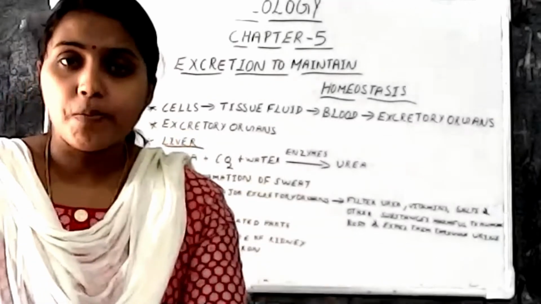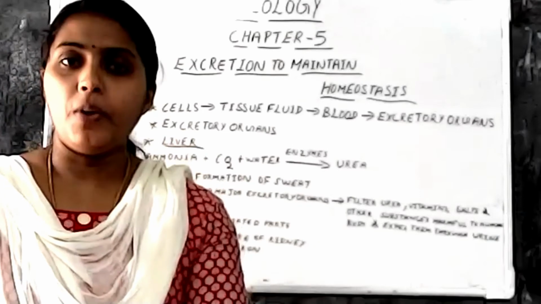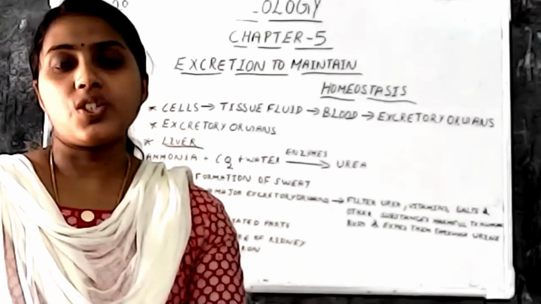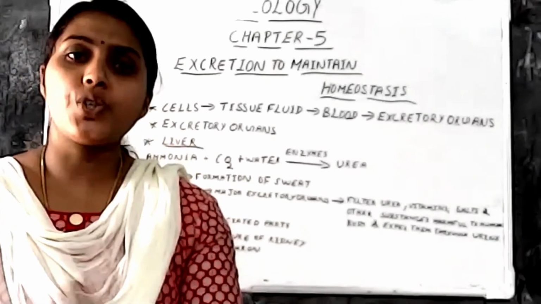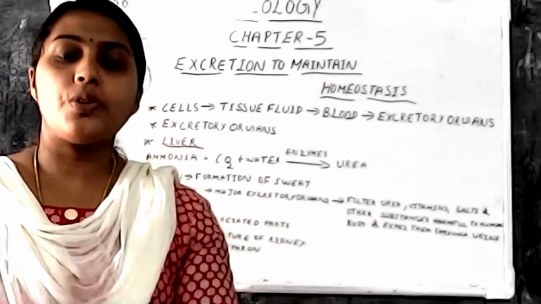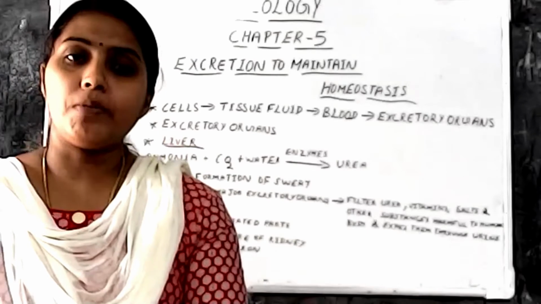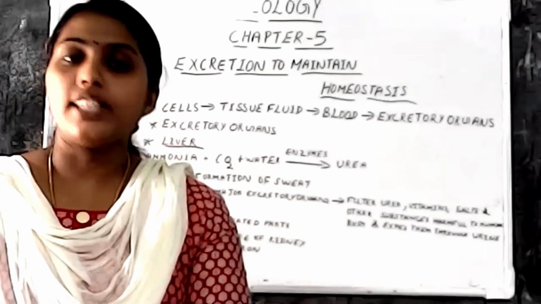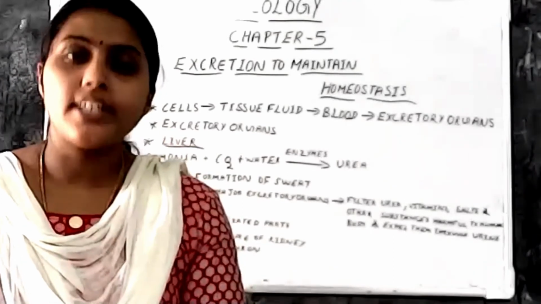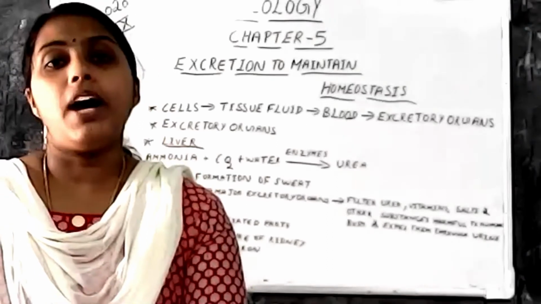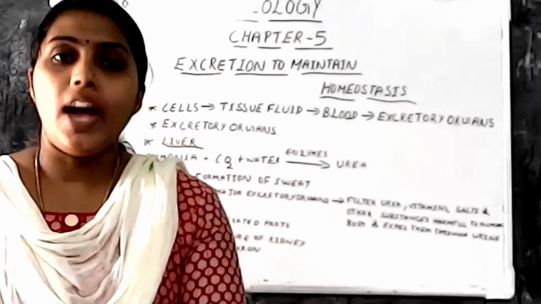It's a nitrogenous product and it is very harmful to our body. So when ammonia is found, it should be converted into urea as soon as possible. Otherwise, it will affect our body very dangerously.